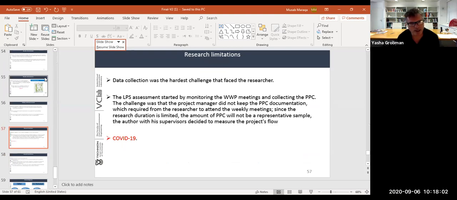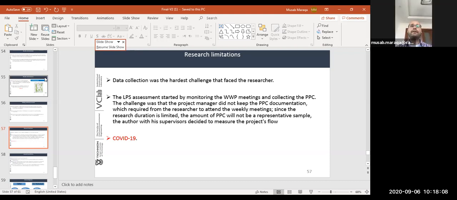Now I see. So probably this is the part where I missed the slide. Yeah, so the research limitations: the data collection was the hardest challenge.